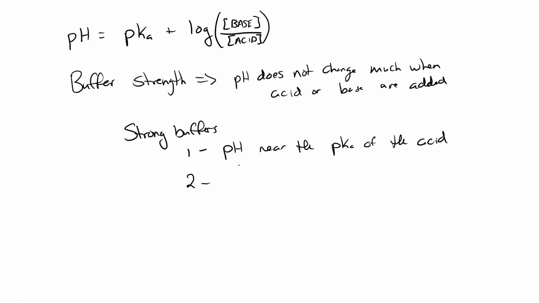Right? And that's the second thing, is that you want the ratio of base to acid to be nearly equal. Right? This is what really makes a strong buffer. And really, these are kind of two sides of the same coin. They kind of mean the same thing. If we want a strong buffer, we want this ratio to be close to 1, which makes this term pretty close to 0, which means that our pH is very close to our pKa.